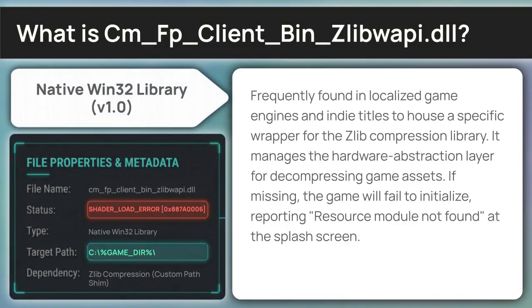This is the CMFP client Zlib Windows API, frequently found in localized game engines and indie titles to house a specific wrapper for the Zlib Compression library. It manages the hardware abstraction layer for decompressing game assets. If missing, the game will fail to initialize, reporting resource module not found at the splash screen.